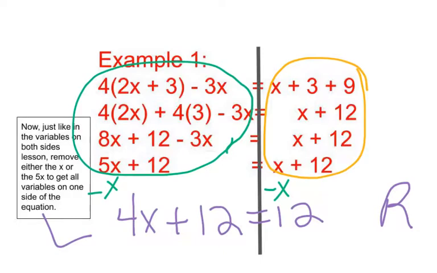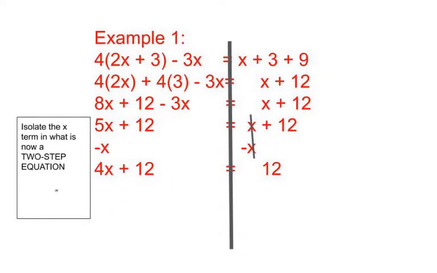Once I've done that and I have 4x plus 12 equals 12, we're down to a two-step equation. All of that mess, we simplified the left side, simplified the right side, and that gets us down to a variable on each side. Move the variable on the right or eliminate it. What I do on the right side, I got to do on the left.